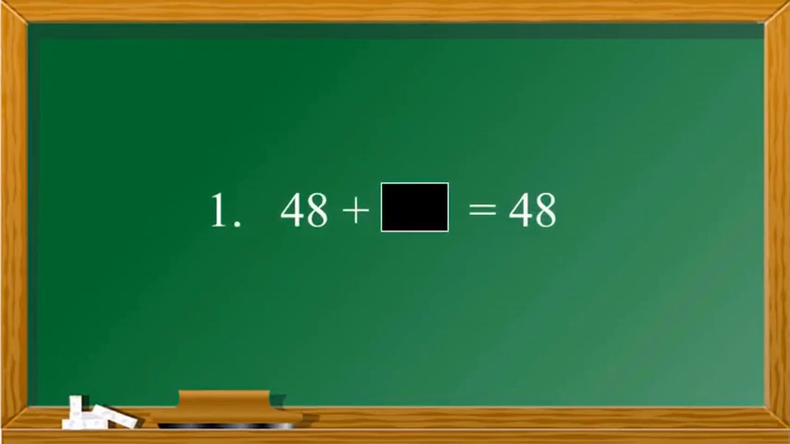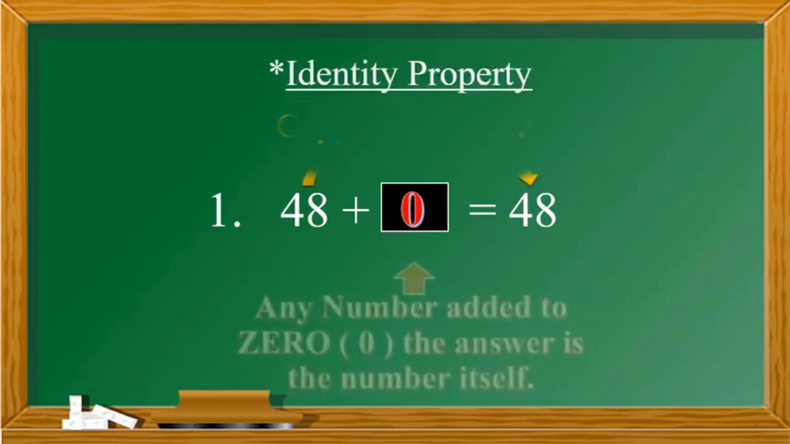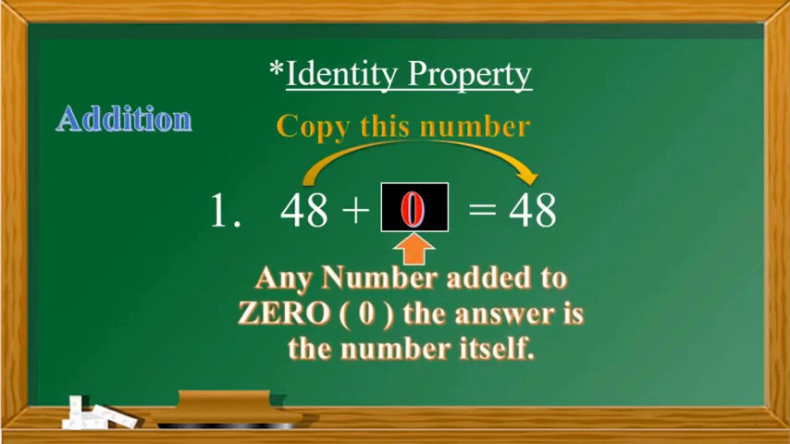Are you still with me? Okay, next example. The equation is 48 plus the missing number equals 48. What number can we add to 48 that it will give us also 48? The answer is 0. So therefore, 48 plus 0 equals 48. This equation shows identity property. It means that any number added to 0, the answer is the number itself.